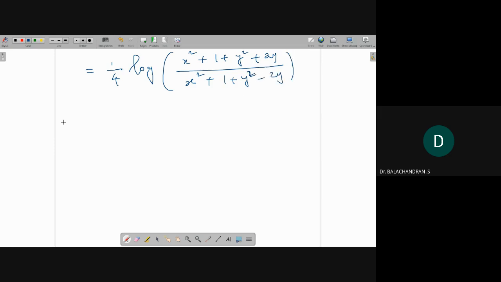So that's it. So 1 by 4 log of x square, so this is (1 plus y) whole square divided by x square plus (1 minus y) whole square. Sorry. So that is the end of the problem.